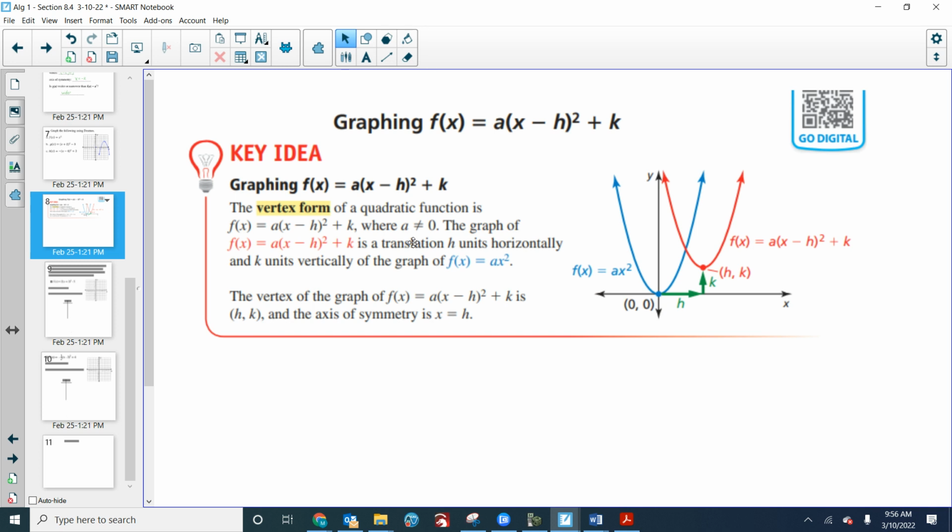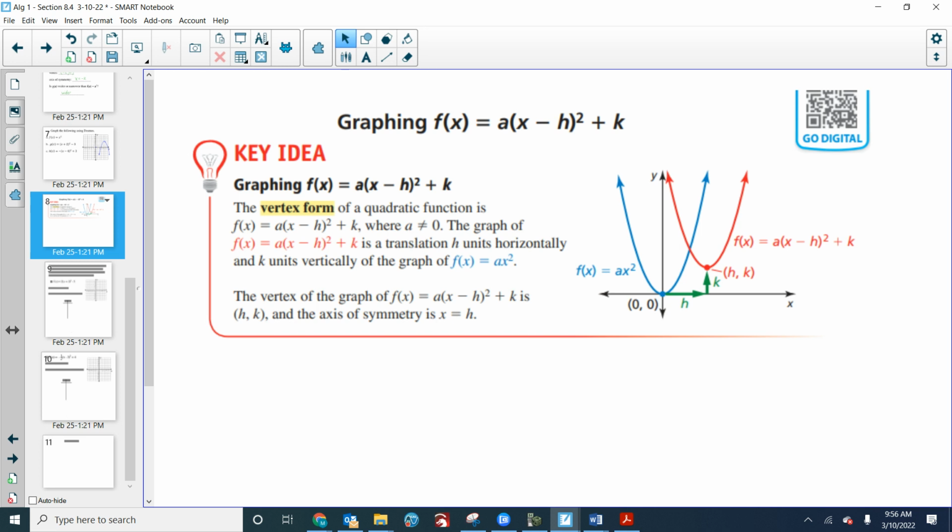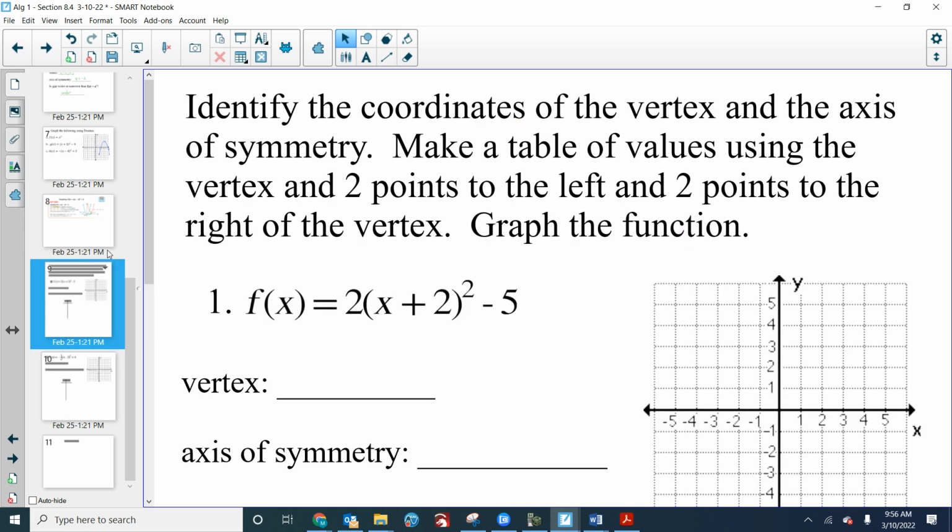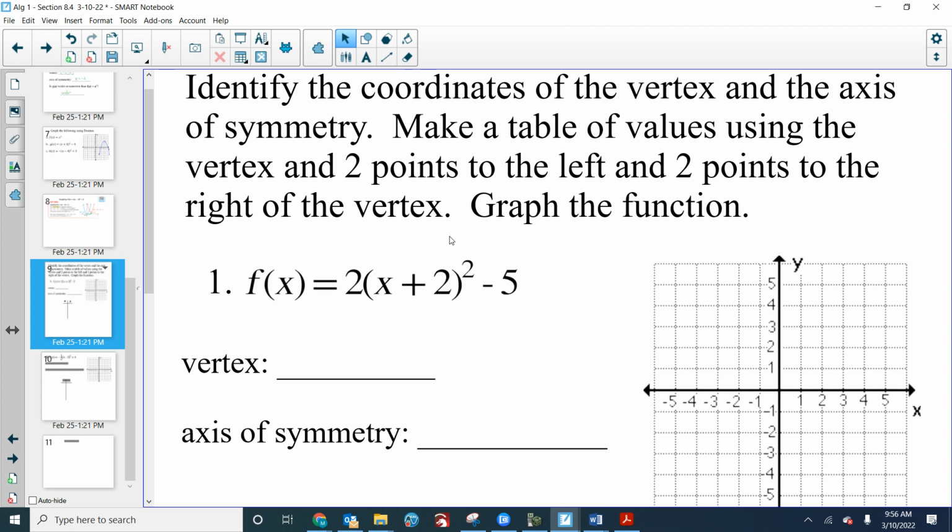All right. So we just found out, if A is positive, the parabola opens up. If A is negative, the parabola opens down. We shift right H, up K. Where's the vertex normally? If the parabola has not been shifted at all, where's the vertex? 0, 0.